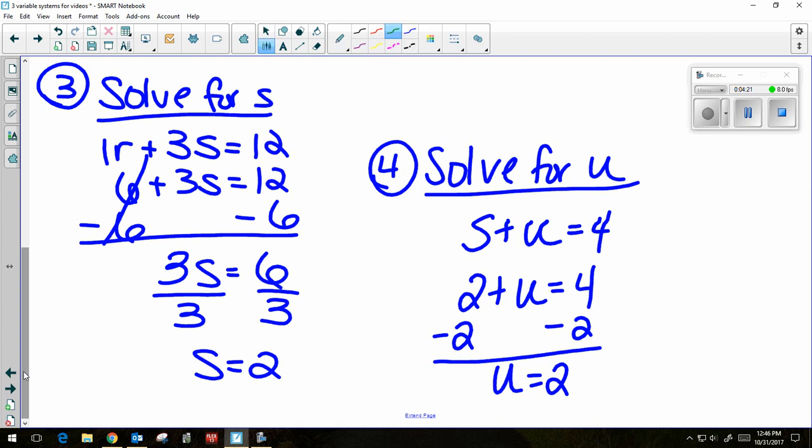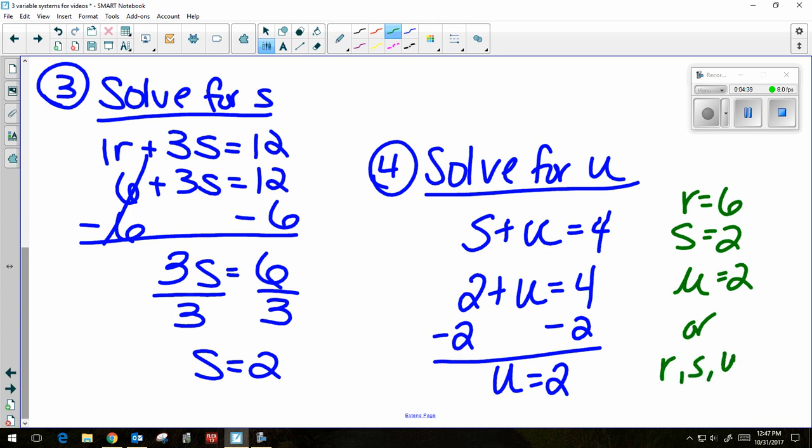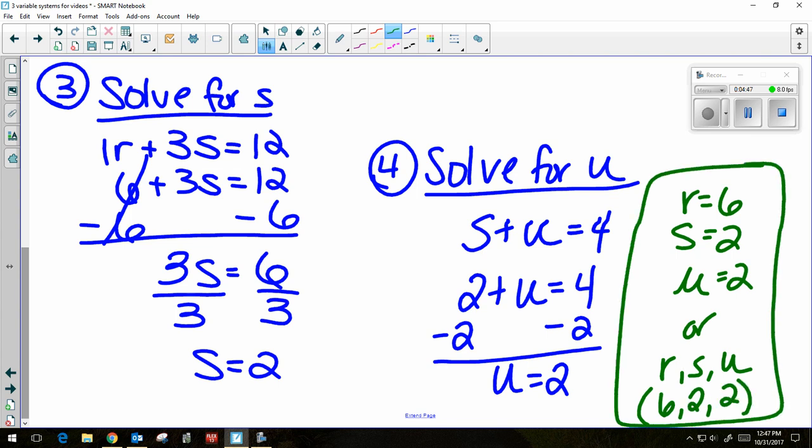So your answer, you can write it 2 ways. You can write it as r equals 6, s equals 2, u equals 2. Or if you're going to write it as an ordered pair, you need to write it in alphabetical order. So alphabetical order is r, s, u. So that would be 6, 2, 2. Either of those would be your complete answer.